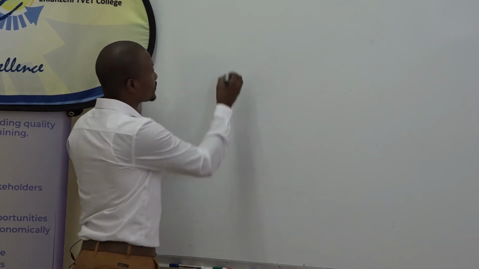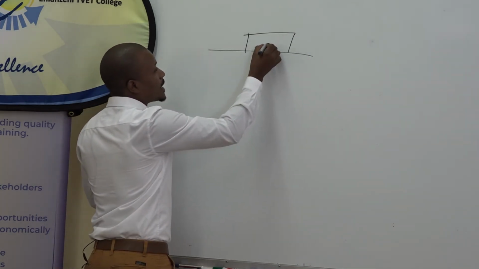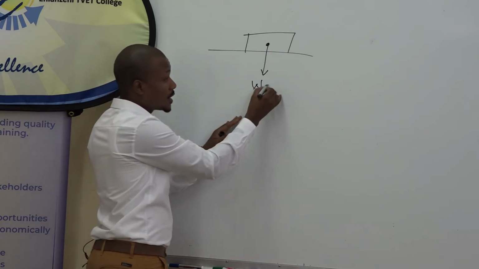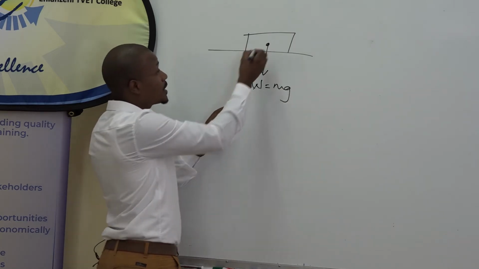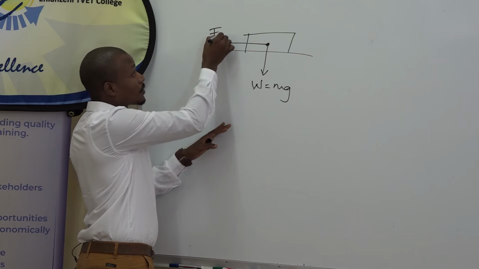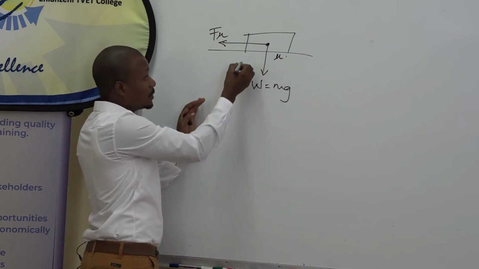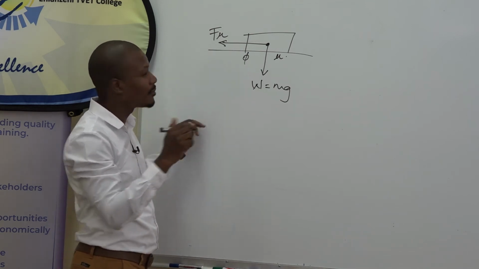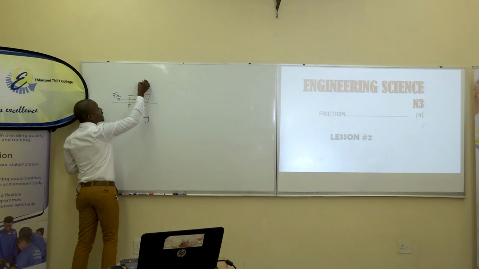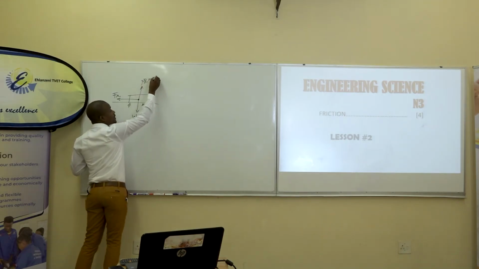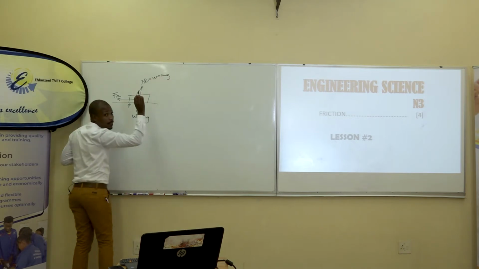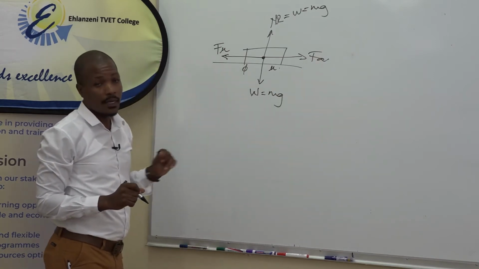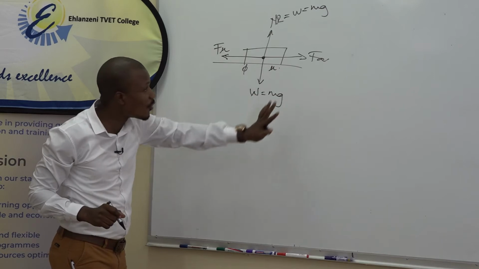Now, before an inclined plane, we said that this object has weight, which is mg. Please take note, it's very much important. We have friction. We have coefficient of friction. We have theta, which is the angle of friction or the angle of repose. We have the normal reaction, which is equal to the weight, which is equal to mg. We again have the applied force.